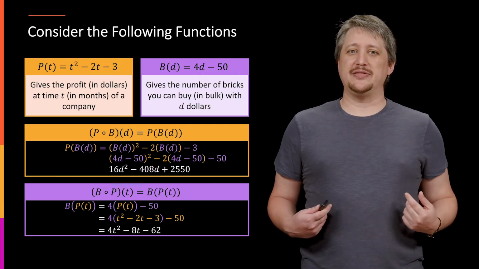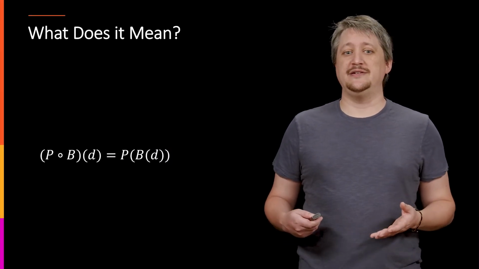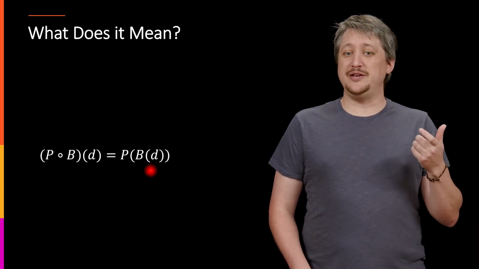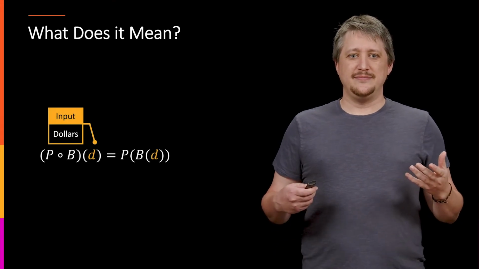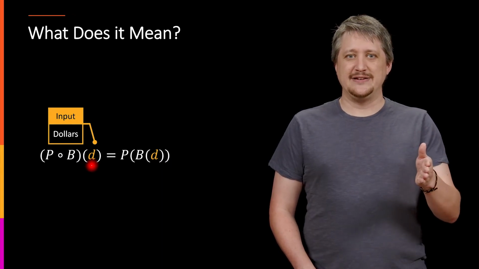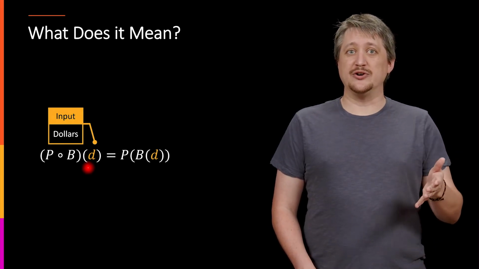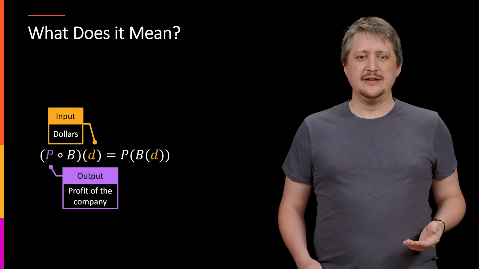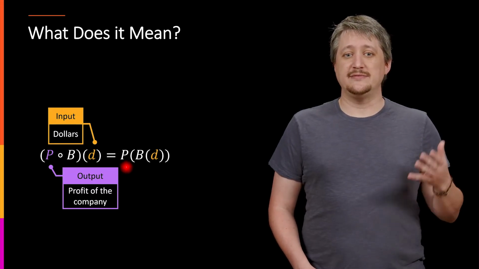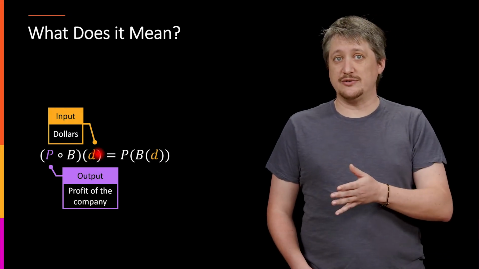So to do that, we want to back up and think about what is actually going on in these functions, right? So what does it mean to do something like P of B of D, right? Composing the P function with an input of B of D. Now, the ultimate input, the thing that we're putting in at the very beginning to get something out at the very end, that is D, okay? So that's the dollars. We're inputting dollars into this thing. The output is going to be the profit of the company, because P is the last thing to happen, right? So P is giving out profit, and D represented dollars originally.